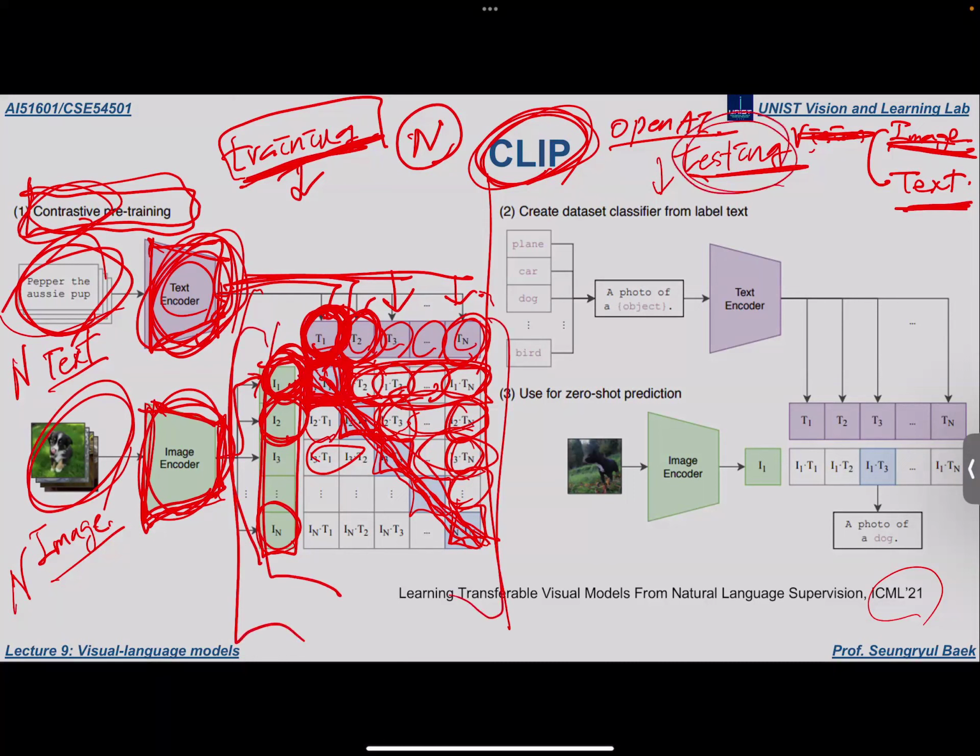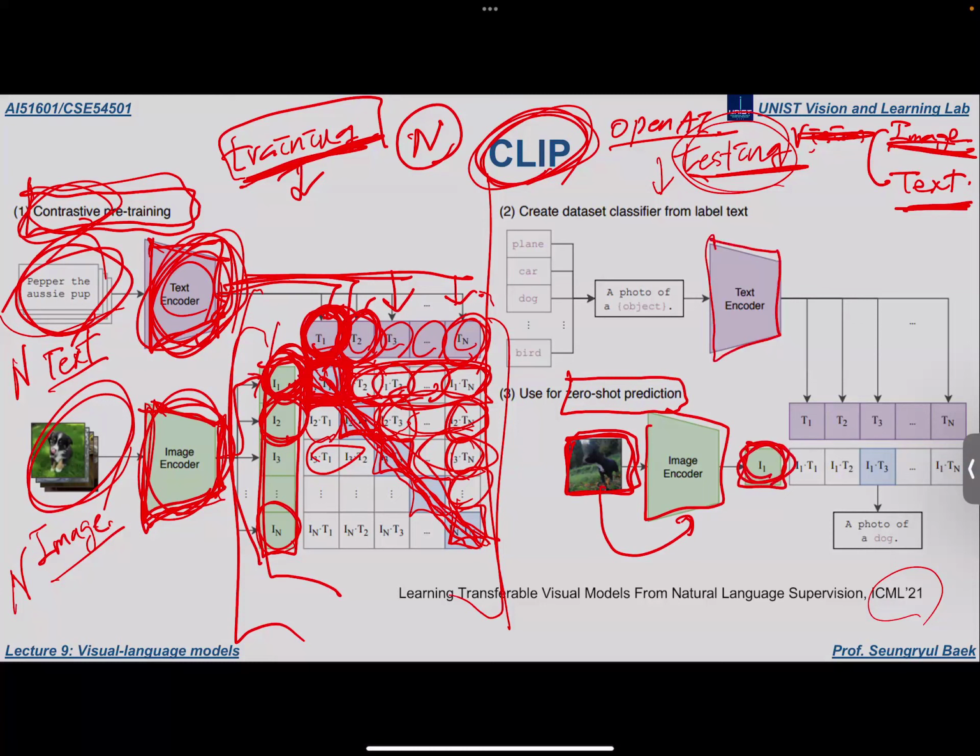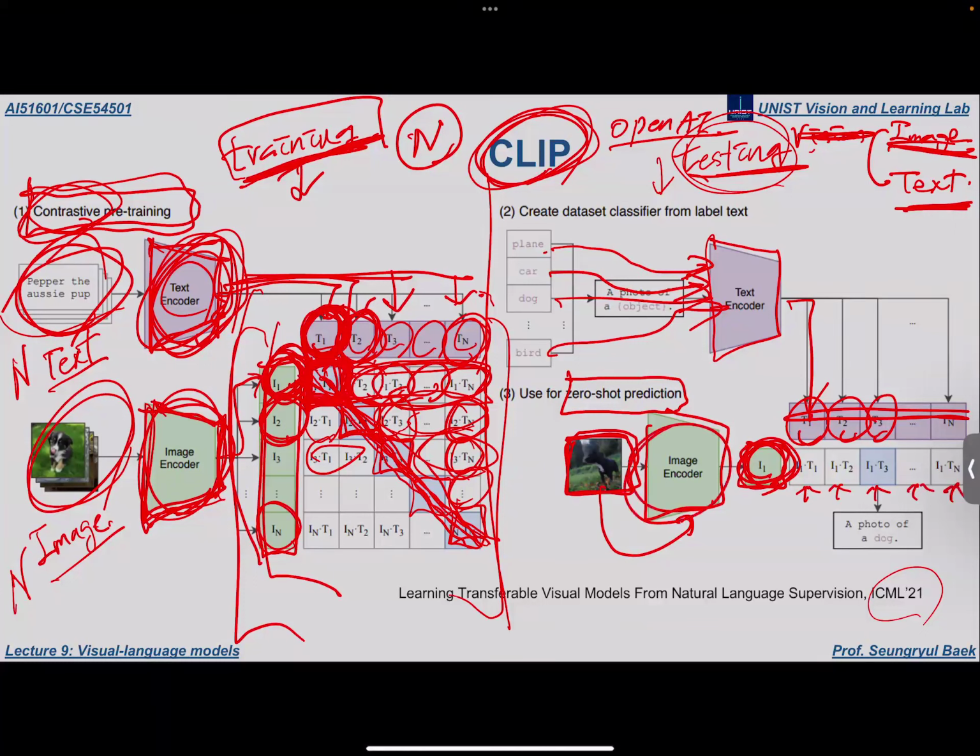And in the testing, we can actually achieve this kind of zero-shot prediction. When we input this image, we use the image encoder to get its feature I. And also, we can use the trained text encoder to input some text here. Then by comparing text features and the image feature, we can select the one best matching text that best describes the image feature. By this manner, we can classify the images.